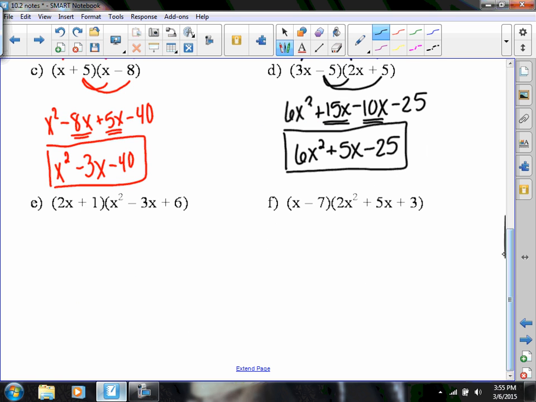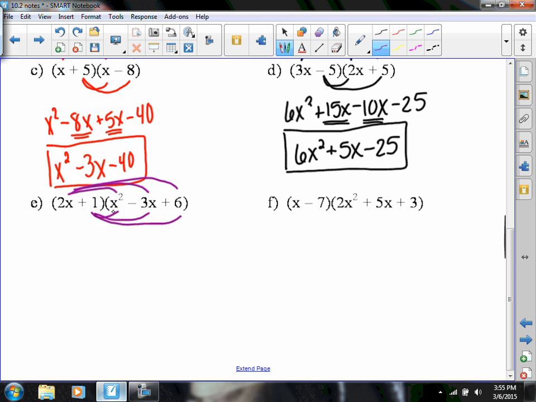Okay, now these last two, these are a little bit bigger. So if you're going to do the horizontal method, you're going to have more terms that you'll have to combine together. But they're both binomials times trinomials. So again, you take this first term in your binomial times every single term in your trinomial. And then you take the second term times every single term in your trinomial.